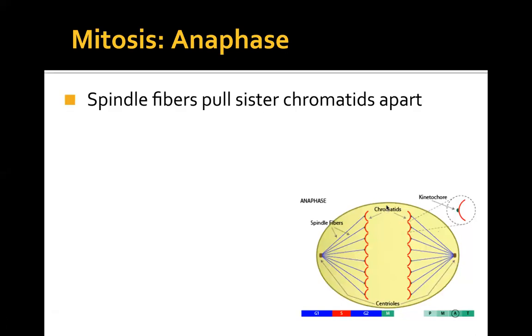What's going to happen here is I want you to remember that each individual replicated chromosome, each X, that the left-hand side of that X and the right-hand side of that X were identical pieces of DNA. So what's happening in anaphase is we are pulling apart that X. The spindle fiber is pulling one half to one side of the cell and the other half to the other side of the cell.